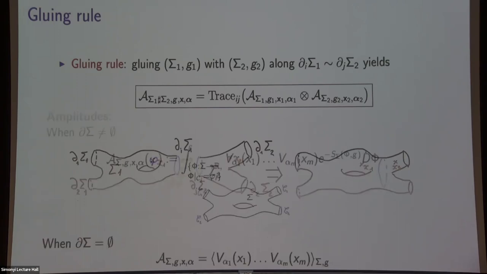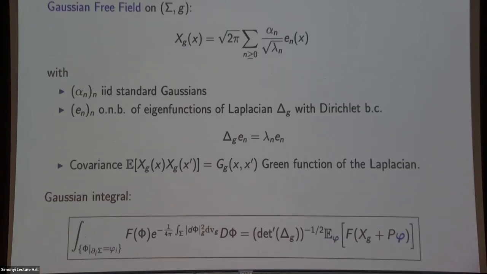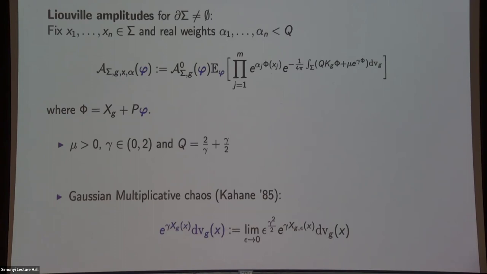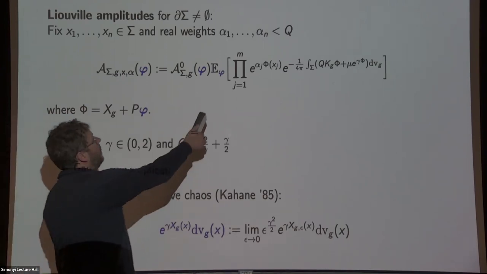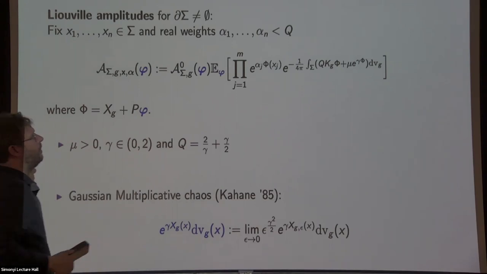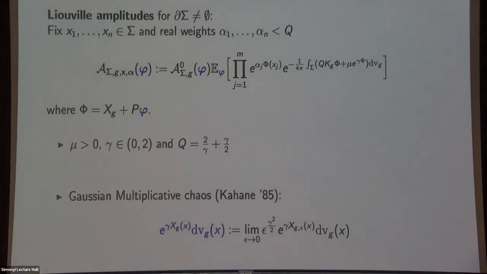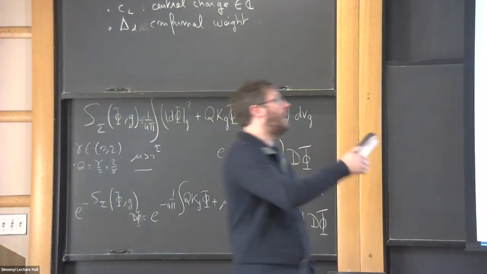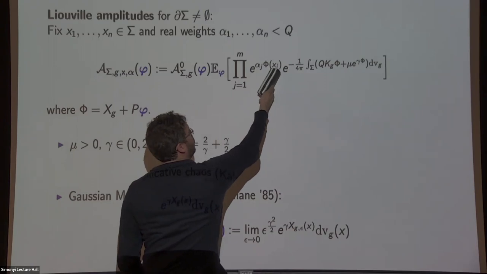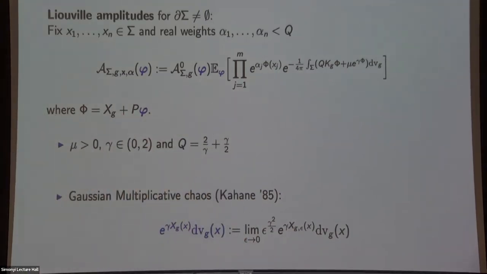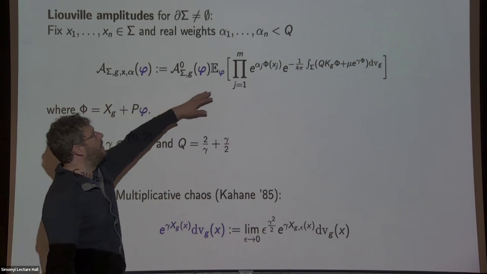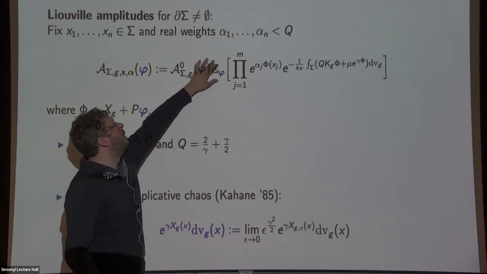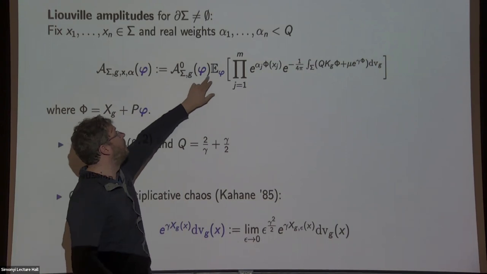Now I have my definition, because I know that the integral of the gradient square term is the Gaussian free field with Dirichlet boundary condition. So I take my two terms here. I take this term and multiply by the product of exponential alpha j, the random field taken at the points on my surface. And I set this definition as an amplitude. And there's also a part which is really a geometric part, but deterministic.